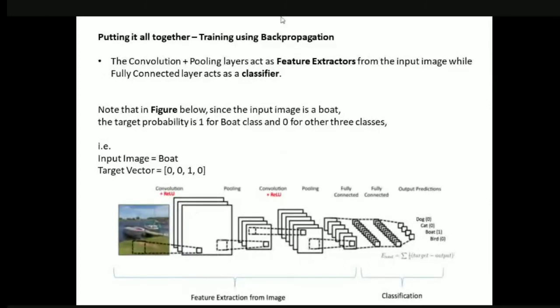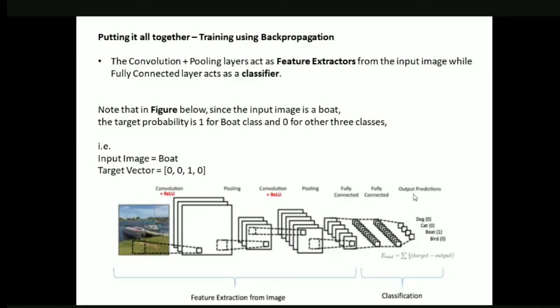So when we put it all together, as I already told, convolution plus pooling is used to produce the high-level features. That is, feature extraction from the image is done by the convolution and pooling operations. Classification is done by the fully connected layer. Do remember, again I am repeating: feature extraction will be done by the convolution and pooling operations, and classification will be done by the fully connected layer.